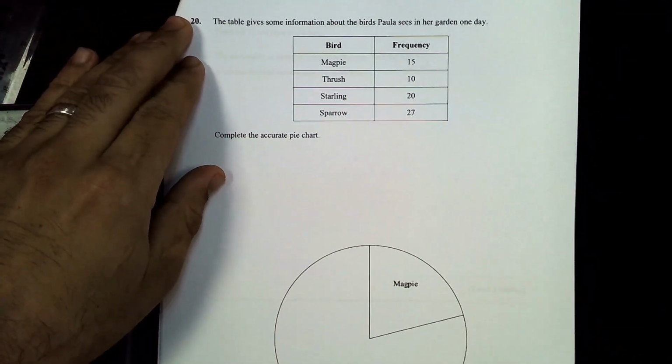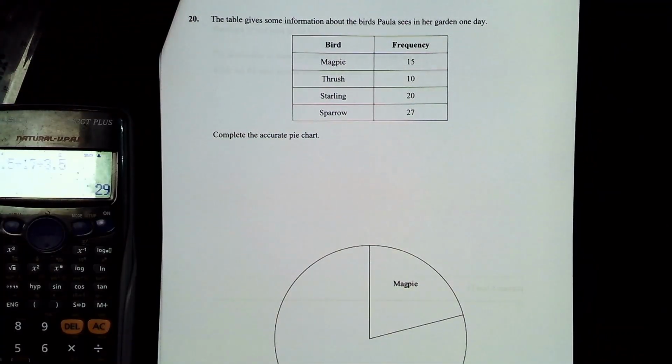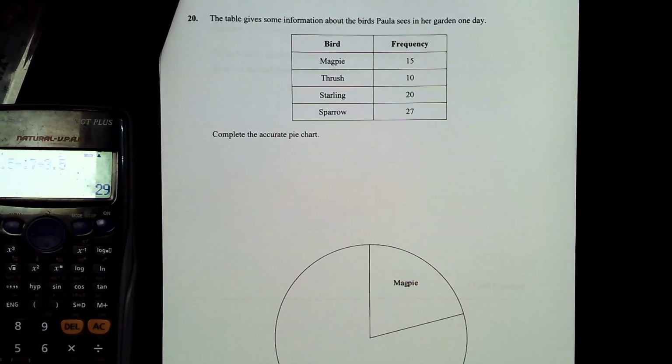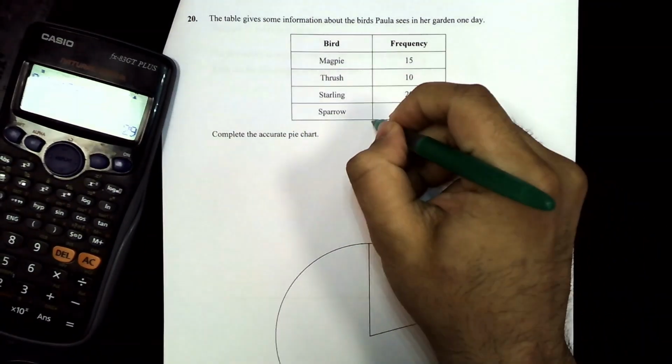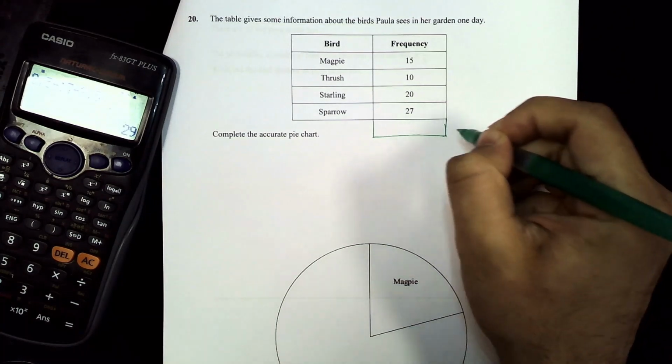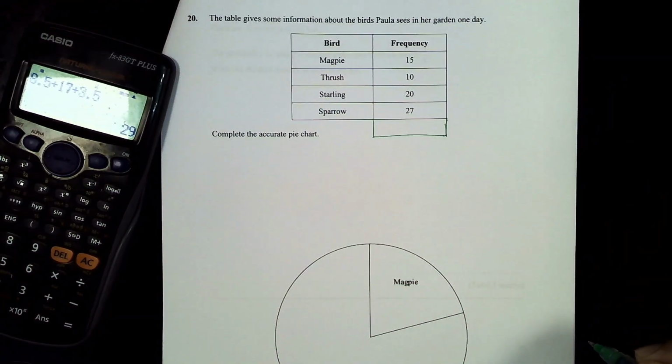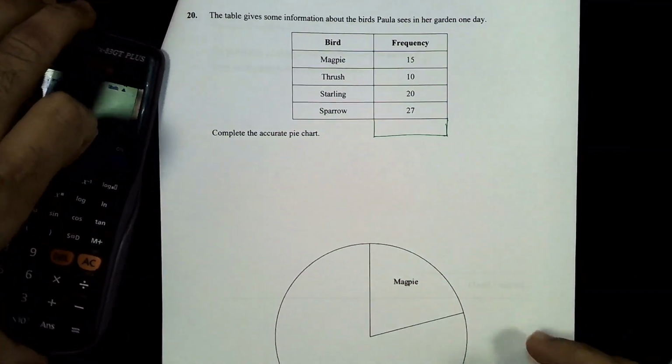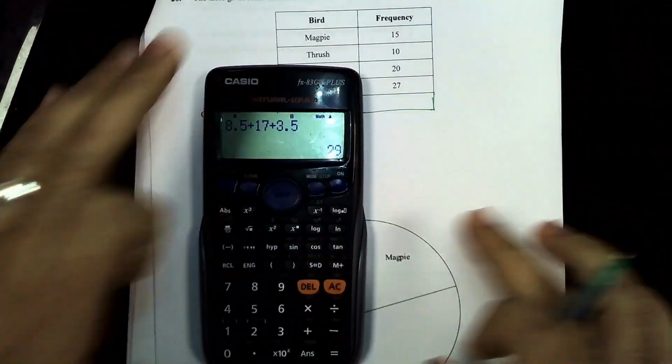Question 20. The table gives some information about the birds Paula sees in her garden one day. Complete the accurate pie chart. Okay, so we have done pie charts. My set 3s both have done them, and therefore I would hope the set 4s and 5s have also covered this by now. First thing is I'm going to total these together, so let's work out the total.